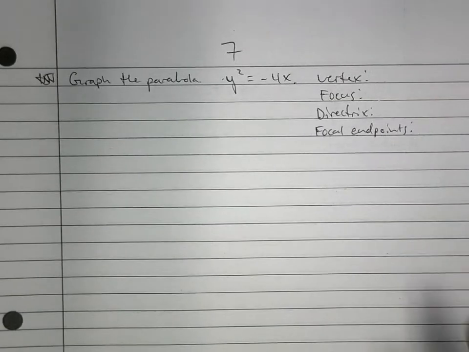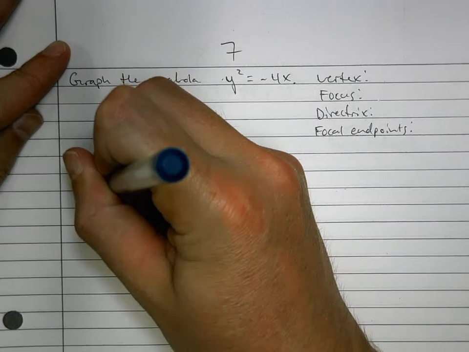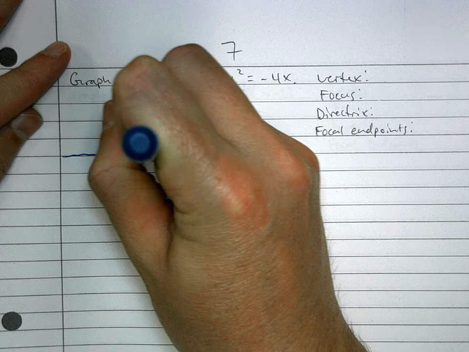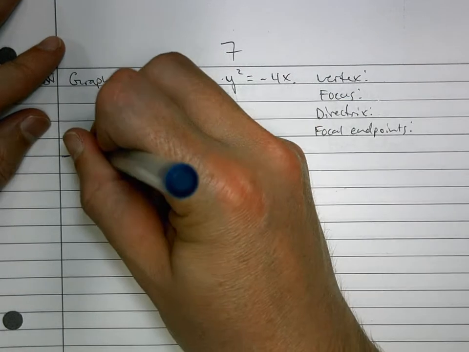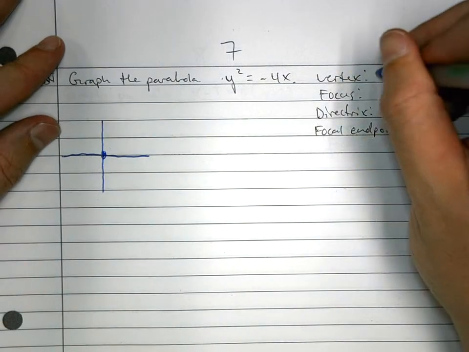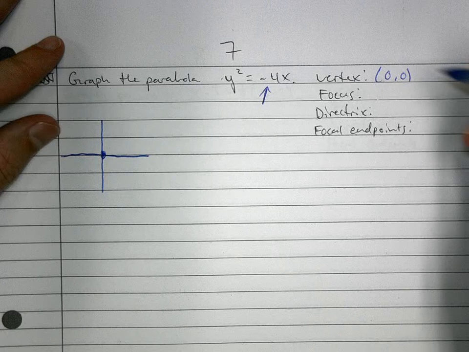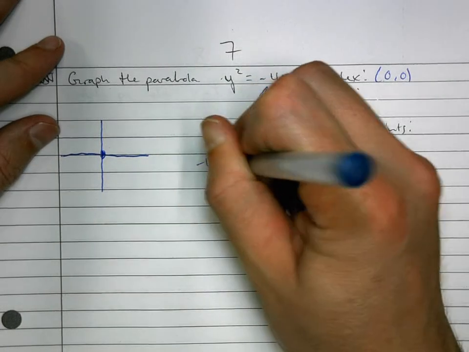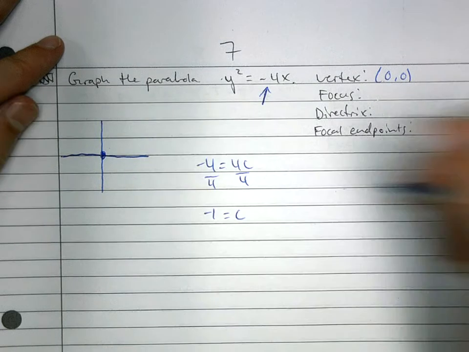Okay, 7. Graph this parabola. So start off with your vertex. There is no shift on the y, no shift on the x, so our vertex is at (0, 0). That number is equal to 4c. So when you solve for c, you get negative 1 is c.